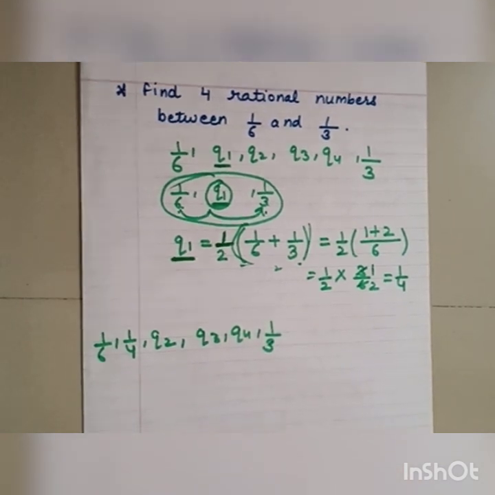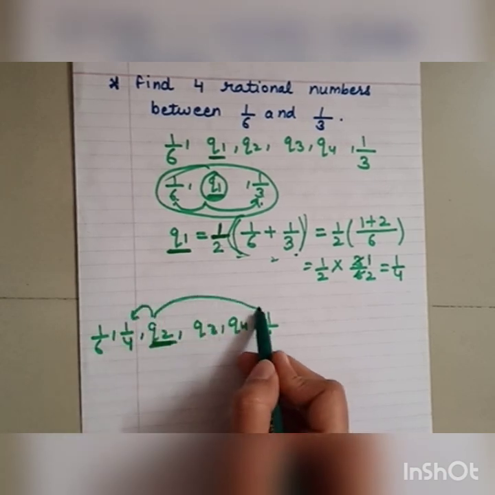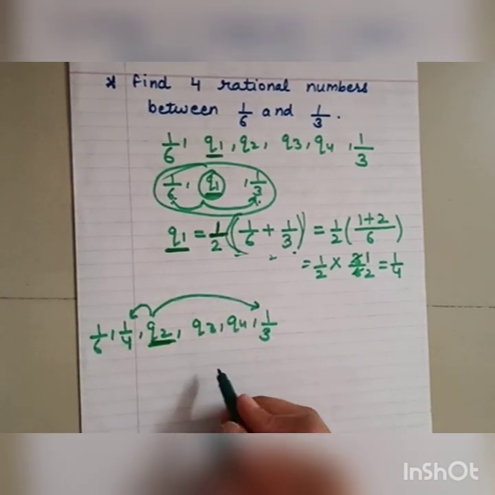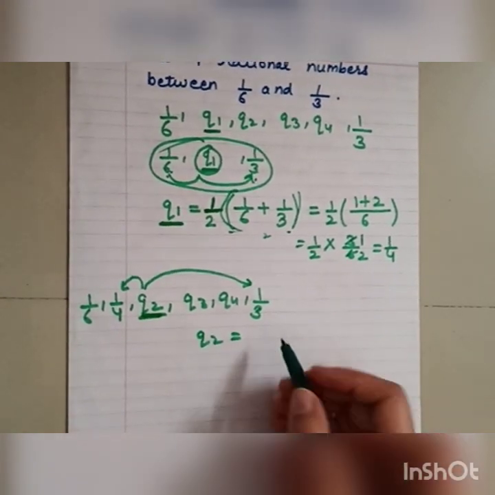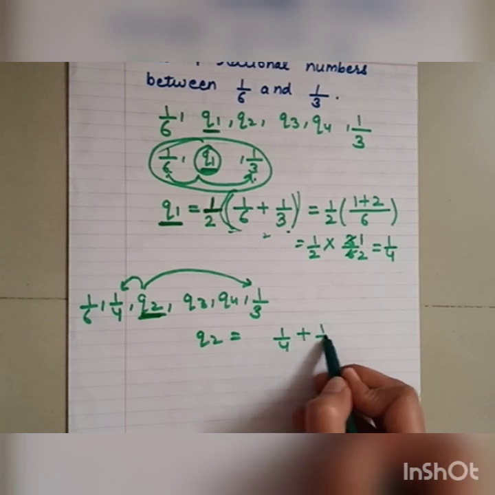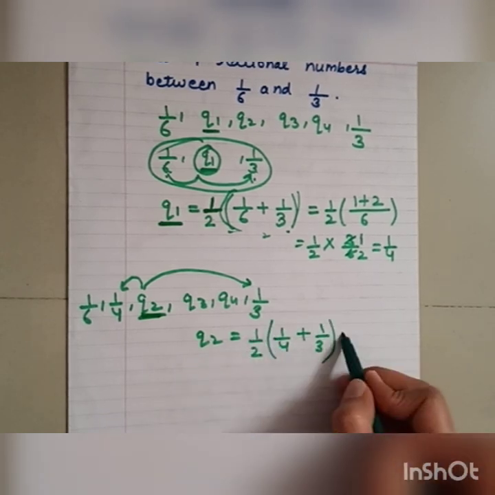Now q2 lies between 1 by 4 and 1 by 3. For finding the value of q2, add 1 by 4 and 1 by 3, then divide by 2, which means multiply by 1 by 2.